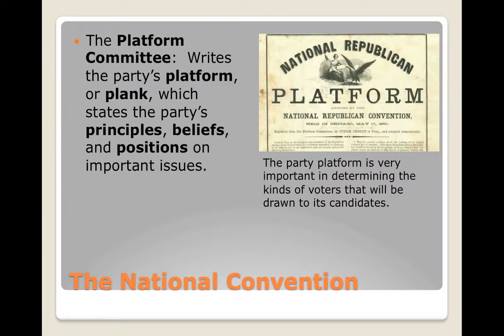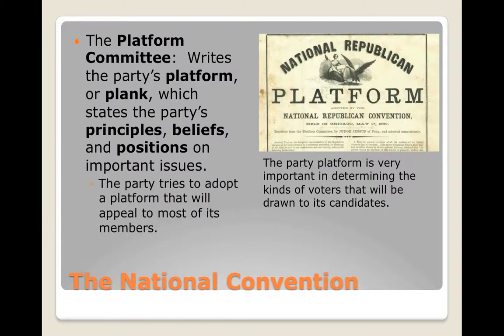The Platform Committee writes the party's platform, or plank, in which the party's principles, beliefs, and positions on important issues are contained. So the party platform is determining in the kinds of voters that will be drawn to the candidates. The party tries to adopt a platform that will appeal to most of its members.